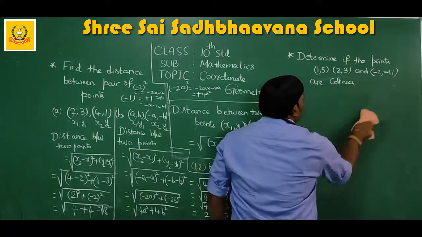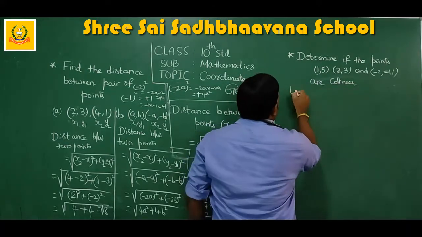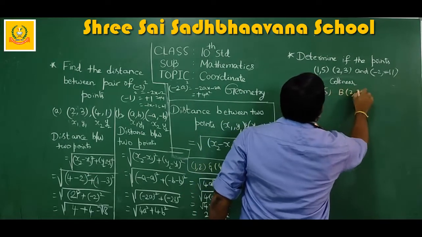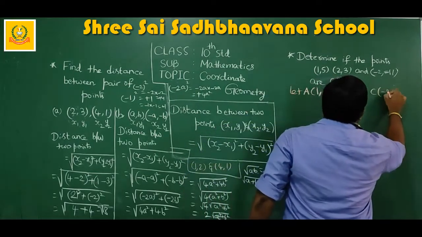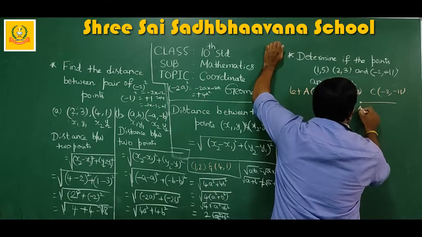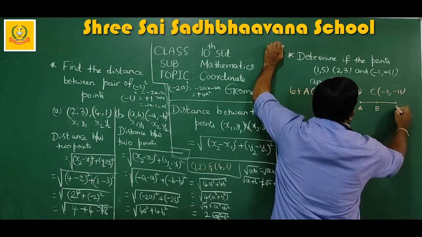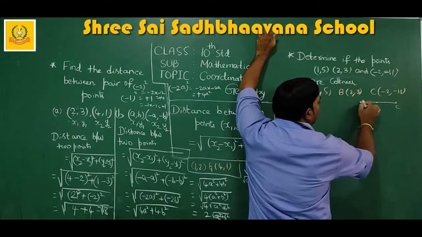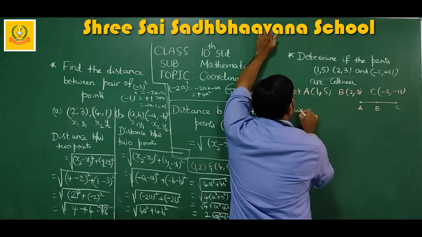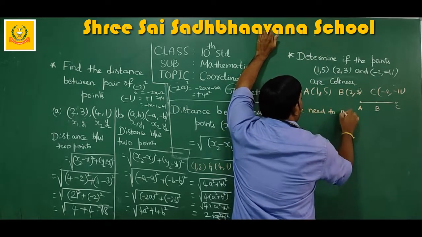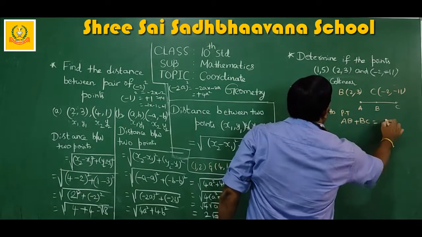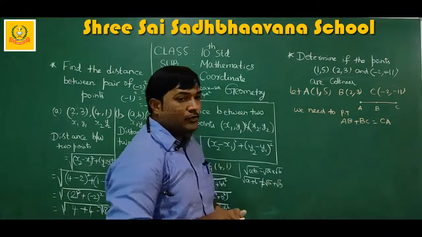So now, first find the distance between points. Let A be the point (1, 5), B (2, 3), and C I am assuming as (-2, -11). I'll write a small diagram here. What we have to do is prove that AB plus BC should be equal to CA. Correct? This we have to prove.